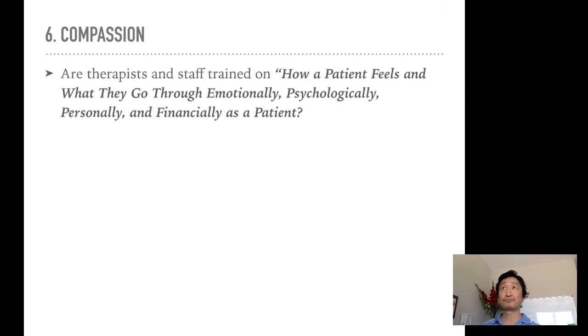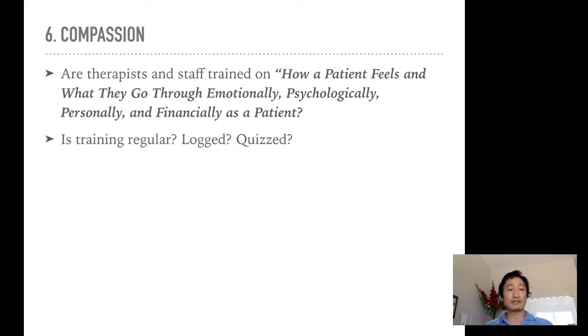Six is compassion. Are our therapists and staff trained on how a patient feels and what they go through emotionally, psychologically, personally, and financially as a patient? Are you training them regularly on how to be compassionate? Because compassion doesn't just happen. You've got to train your staff on it. And are you logging it and are you quizzing them on their level of understanding of the patient's needs?